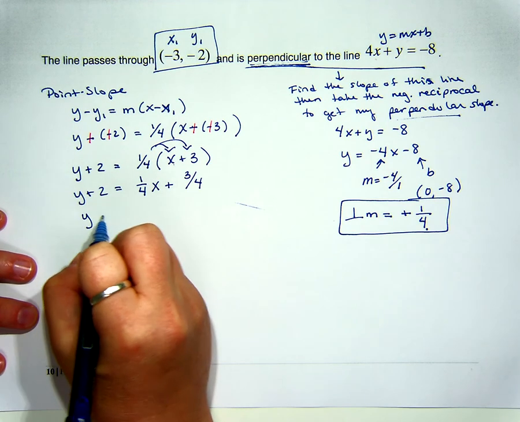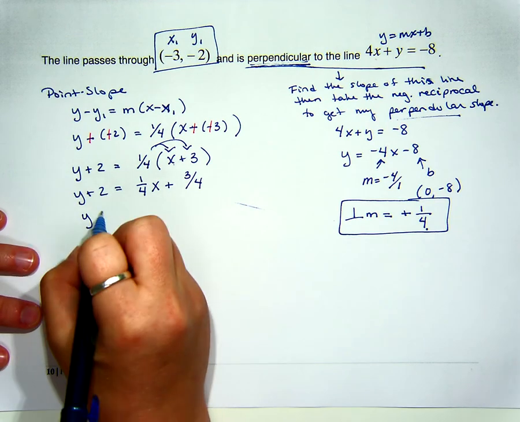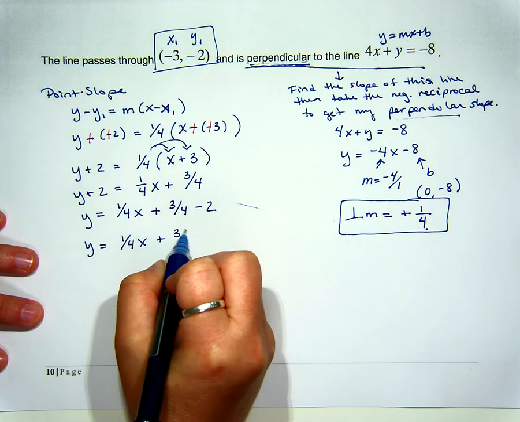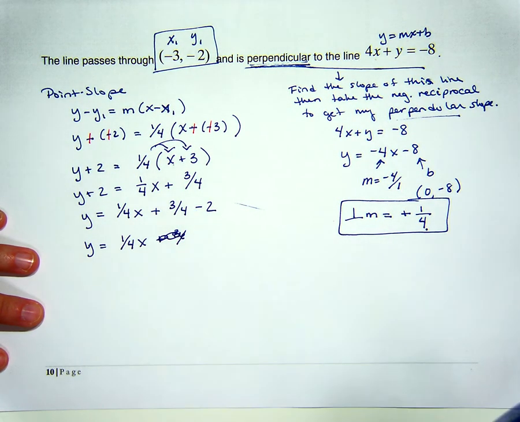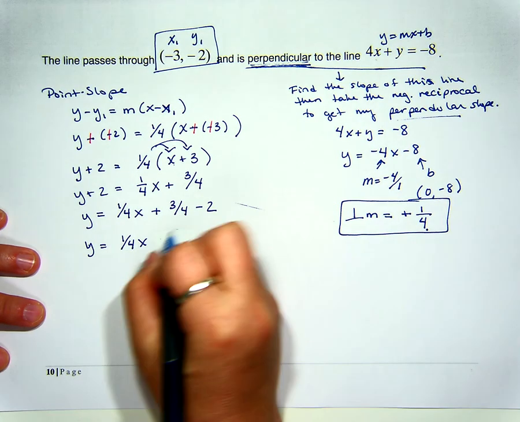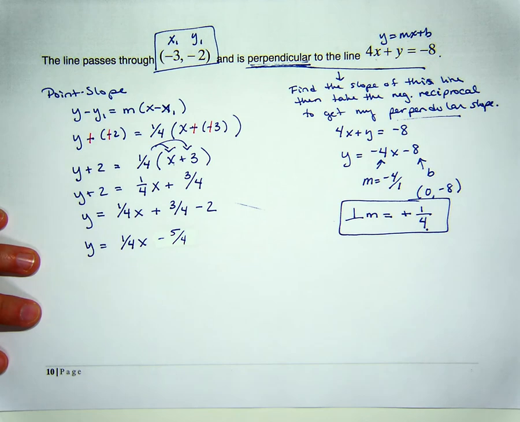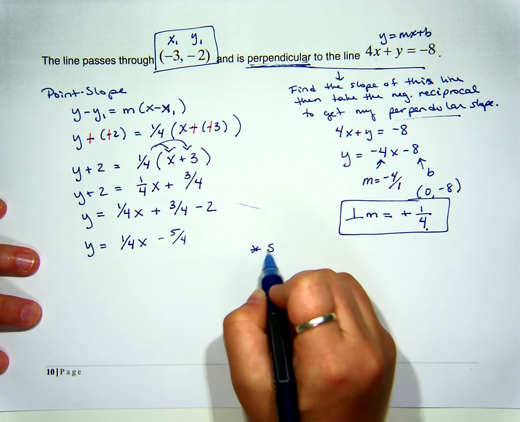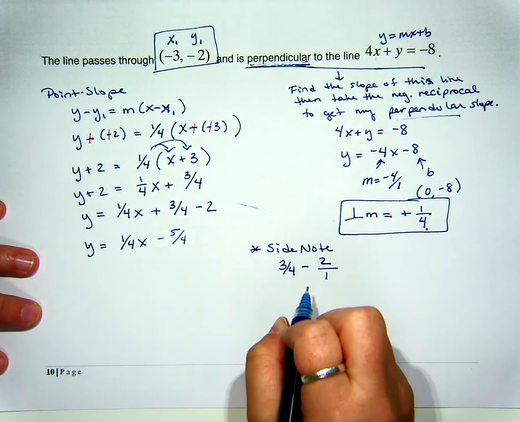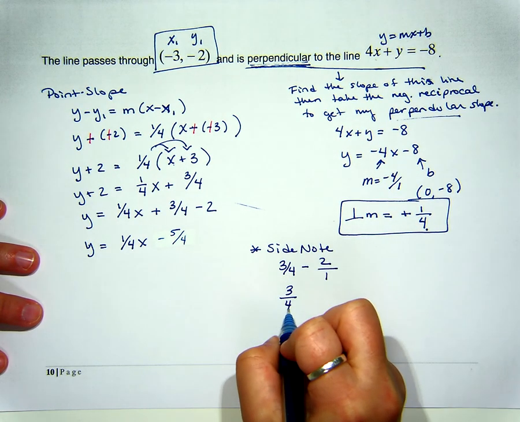Let's go ahead and finish this out for solving for y. 1/4 x, 3/4 minus 2. y equals 1/4 x plus, oops, I'm sorry. And that's why we have white out. 1/4 x, 3/4 and minus 2, negative 5/4. Let me tell you a side note. 3/4 minus 2 can be made 2 over 1. I need a common denominator between 1 and 4. That would be a 4.